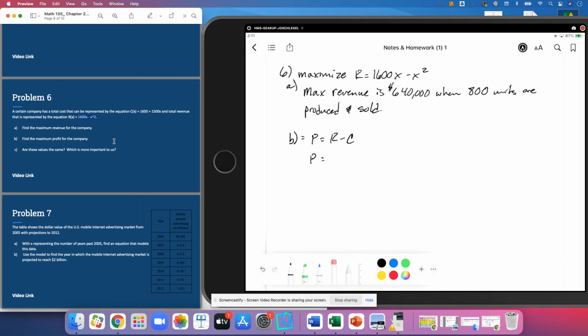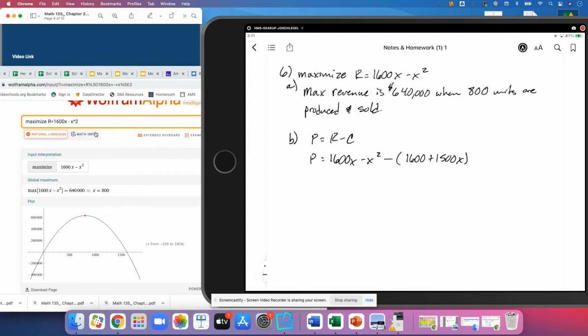and it's interesting I have an equal sign right there. I don't need that equal sign right there. There we go. So profit is equal to revenue minus cost. We do have a revenue of 1,600x minus x squared. We put a minus cost, and we need that parenthesis right there. So 1,600 plus 1,500x. So that will help us get a profit function, everyone.